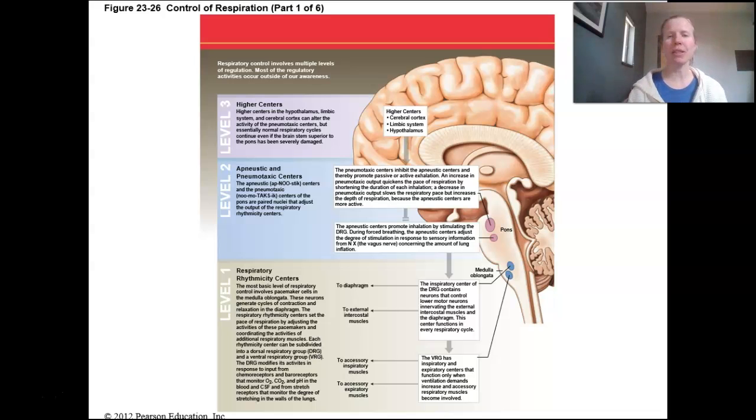So you can do things like they're pointing out in this particular image, that you can use, say, the cerebral cortex, higher level thinking, to actually tell yourself to hold your breath, right? But primarily, what we're setting up here is in the medulla, these rhythmic centers setting up a normal breathing rate.